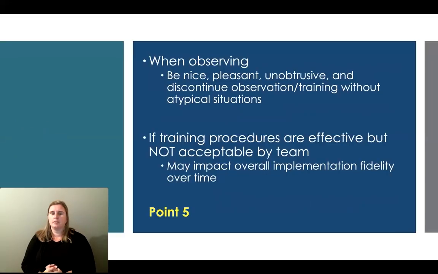Make sure that when observing, you're being nice, pleasant, and unobtrusive, and discontinue the observation without training specifically when atypical situations occur. If training procedures are effective but not acceptable to the team, what's likely to happen is that they may impact the overall implementation fidelity or performance over time, which really brings us to our fifth point.